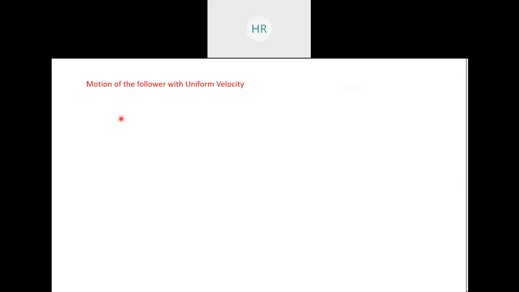So first let's go to motion of the follower with uniform velocity. So to draw the displacement diagram we have to follow the common procedure. Okay. On x-axis there will be angles. Now how we can plot angles on an axis? एक स्ट्रेट लाइन के ऊपर हम एंगल कैसे इंडिकेट कर सकते हैं? We have to assume a scale.